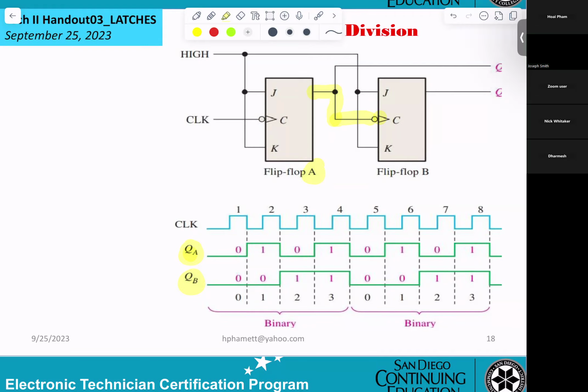So QA, you are going high to low, then QB toggles. You see that? High to low, QB would go from 1 to 0. That's easy to understand how to draw that.